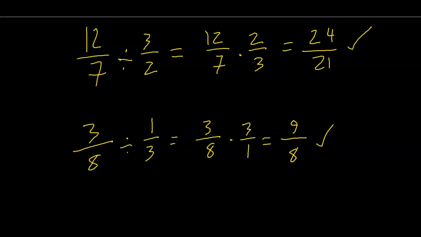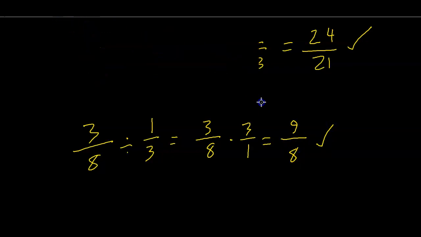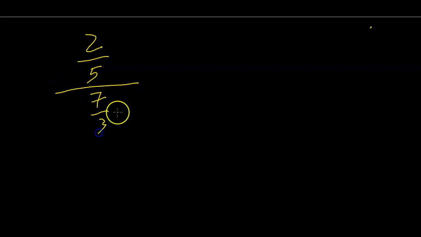So oftentimes you will see fraction division not written with that traditional division sign. Oftentimes you'll see it written like this. Let's say 2 over 5, and then it'll actually be written as a fraction of fractions. This example here is 2 over 5 divided by 7 over 3.